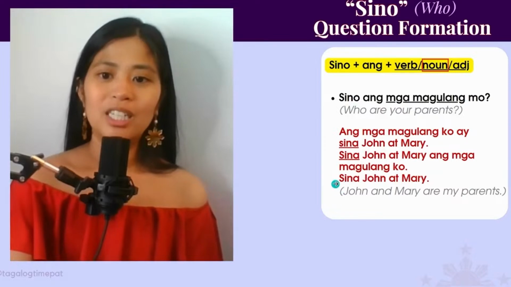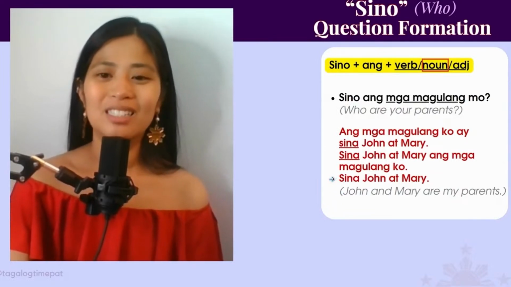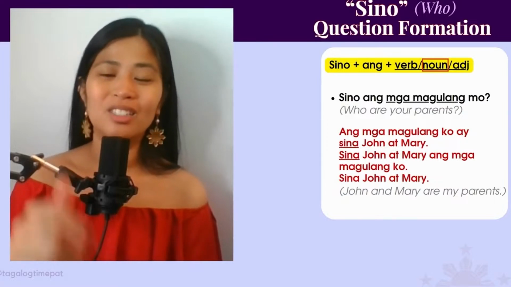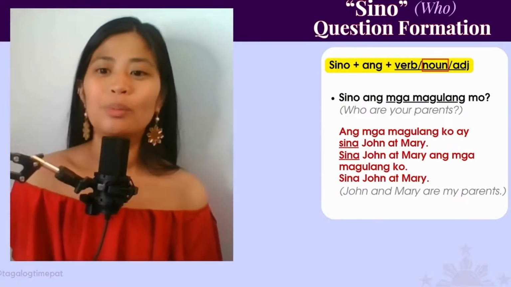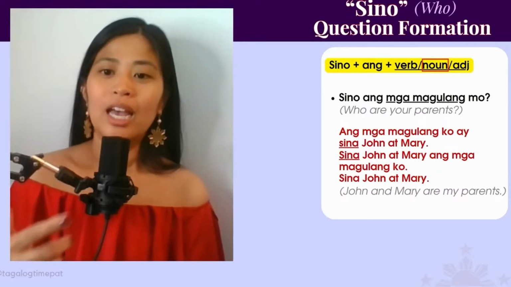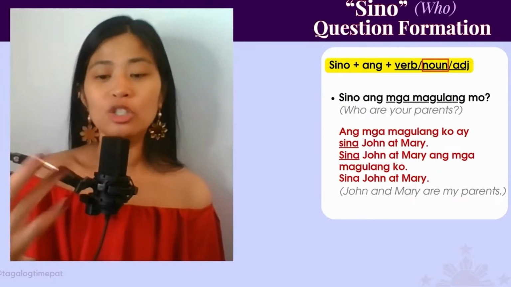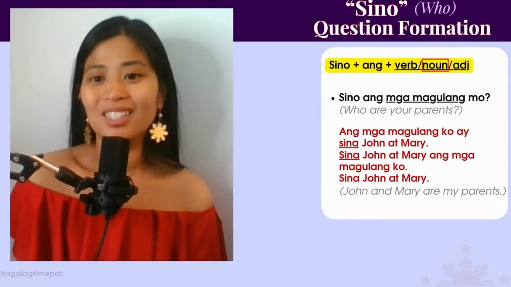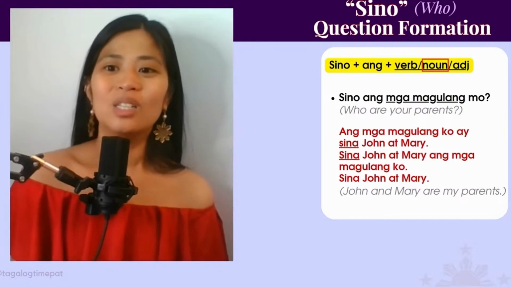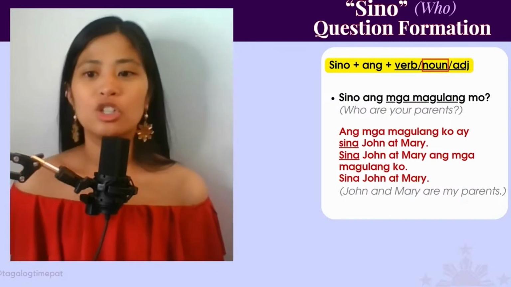When in doubt, go ahead and just use the shortest answer. I don't want you to sound redundant, and then I also don't want you to have to think of too many vocabulary words or an extended sentence structure. So just answer it with the shortest answer because it's still correct. Sino ang mga magulang mo? Sina John at Mary.